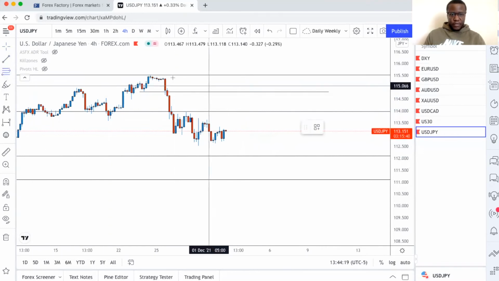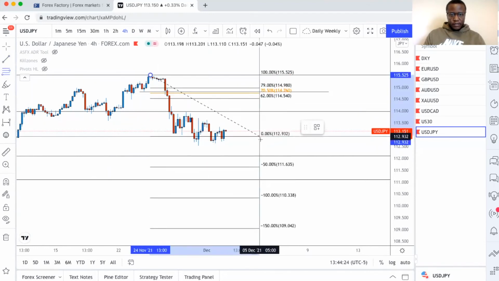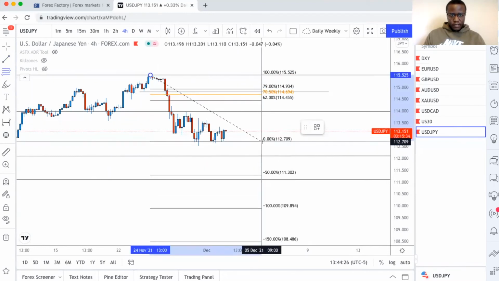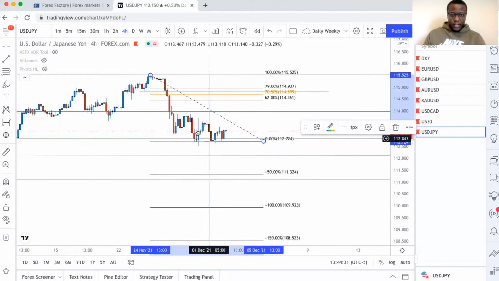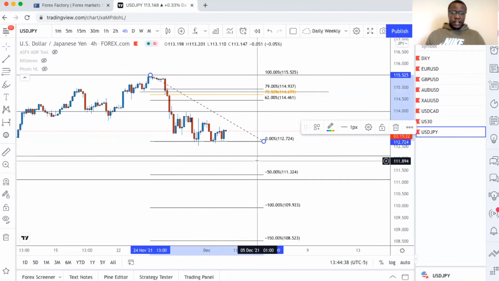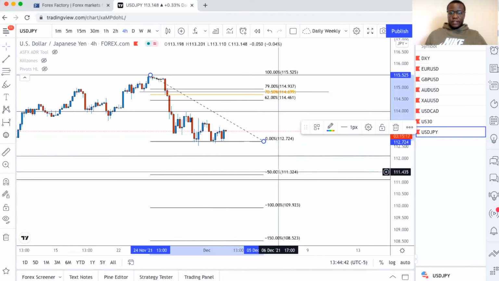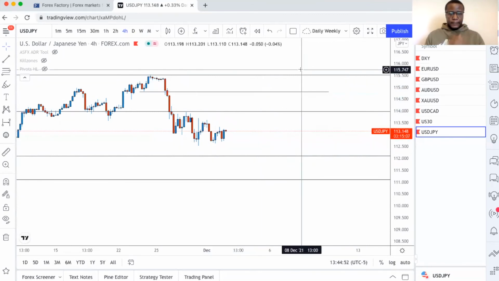You can also use the fib from this high to this low, and see, it actually almost lines up with our 70% level and our 79 level, which gives me extra confidence that that's the move that's actually going to happen. But as for now, the only thing I'm doing is sitting on my hands and waiting for some type of breakout, some type of move, and then I could figure it out from there.